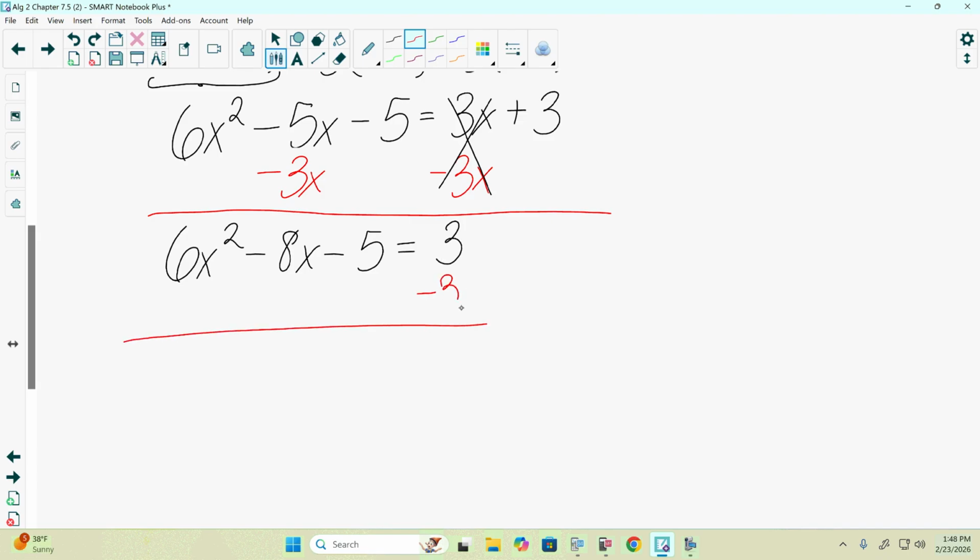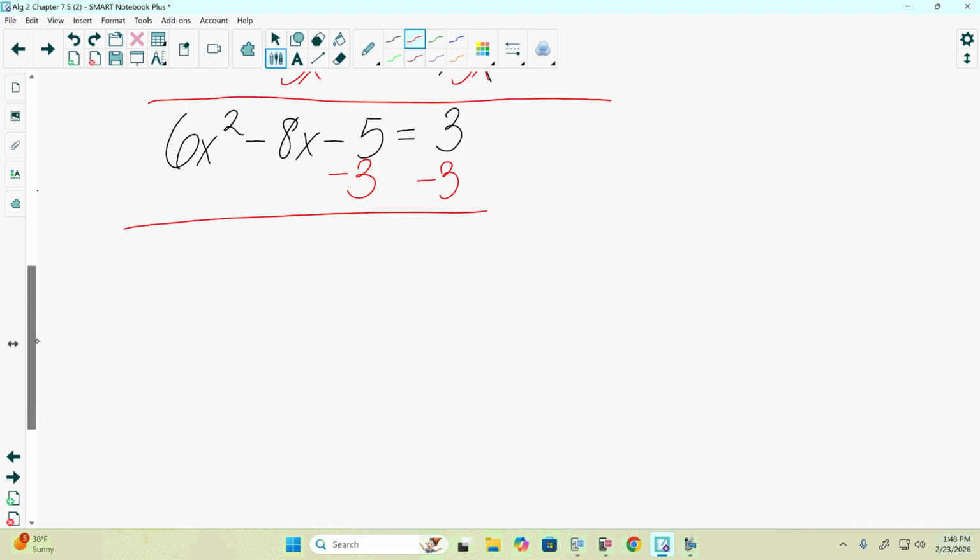Now, since it's not equal to 0, we've got to move the 3 next. And to move that 3 from the right side to the left, since it's positive, we're going to have to subtract 3. Because our 3 minus 3 here would be 0. And on the left-hand side, we'll still have the 6x squared. We'll still have the -8x. But our -5 minus 3 is going to give us -8.